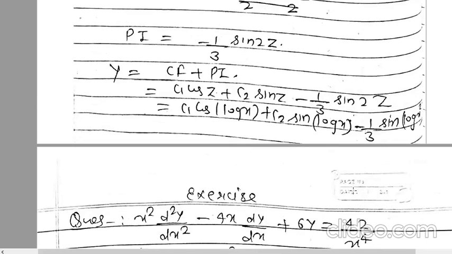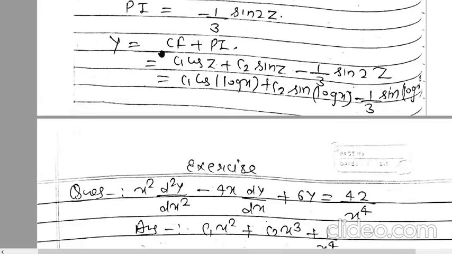Now, your complete solution is y is equal to CF plus PI. So C1 cos z plus C2 sin z minus 1 by 3 sin 2z. I told you that you will convert it into x form. So z is equal to log x, and sin 2z will be sin of 2 log x. Right? This is your final answer.